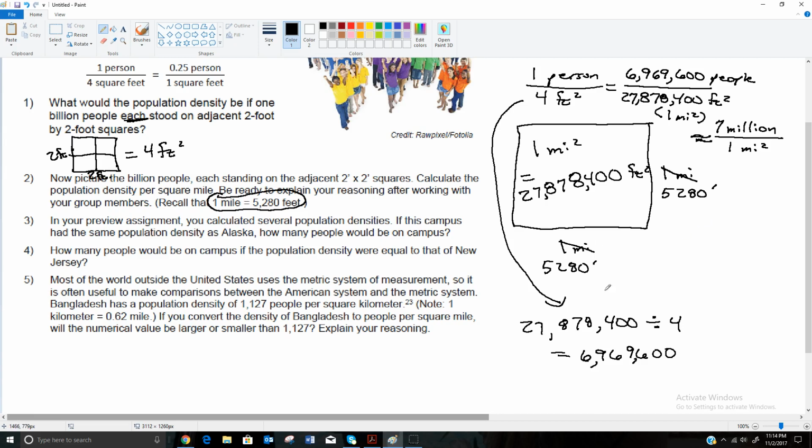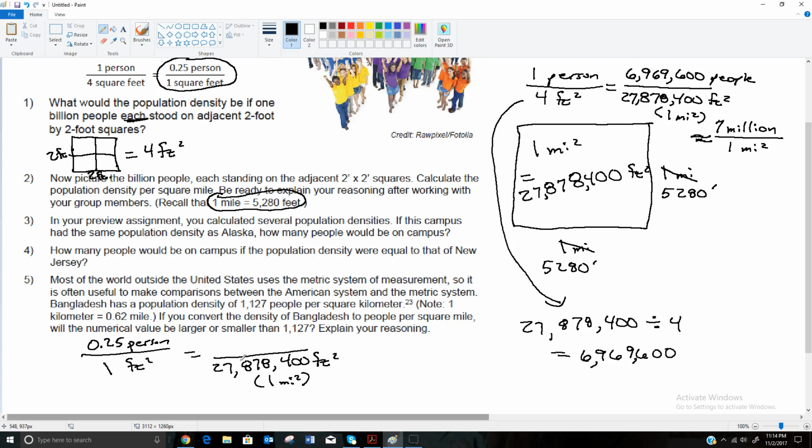So let me do another way of doing this. If you're not crazy about that, we could go back up here to this measurement that we had, and you could say, okay, if you've got 0.25 of a person per 1 square foot, and again, we're trying to figure out how many people that is for 27,878,400 square feet, because that's 1 square mile. Then what would we have to do?